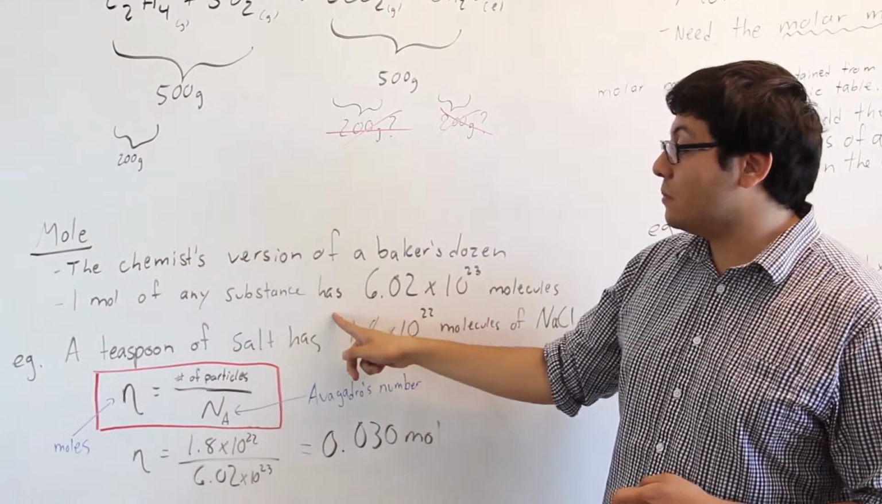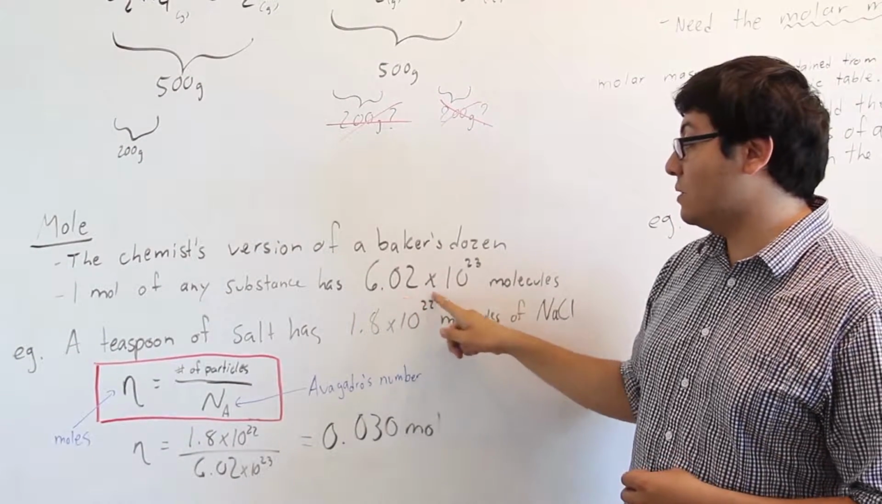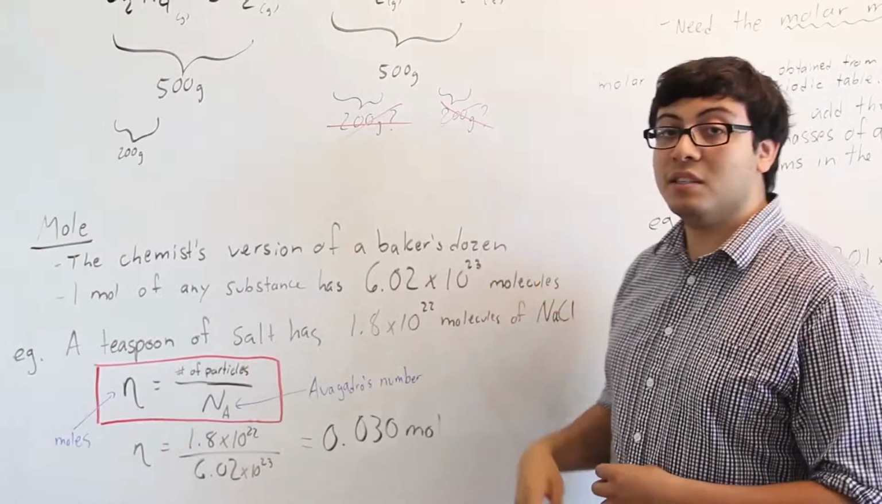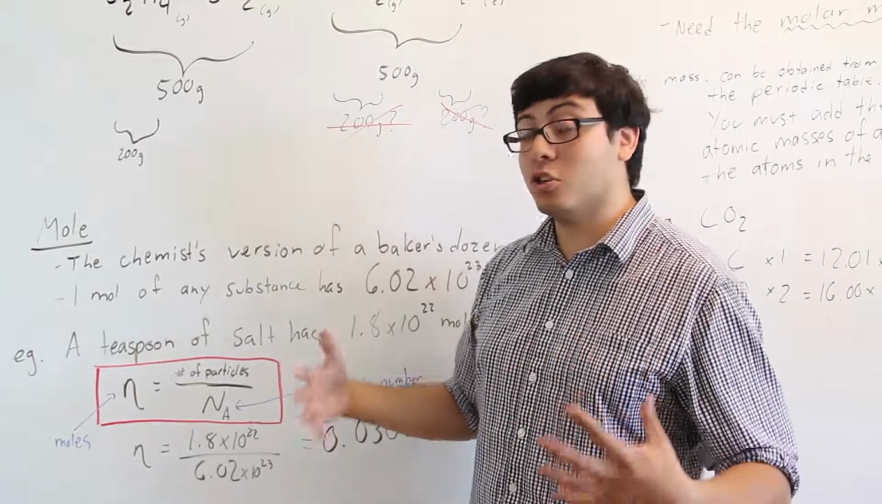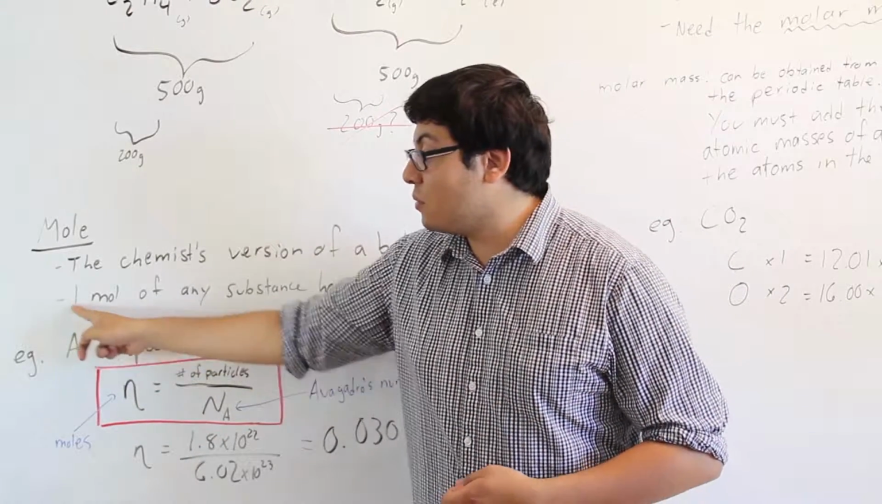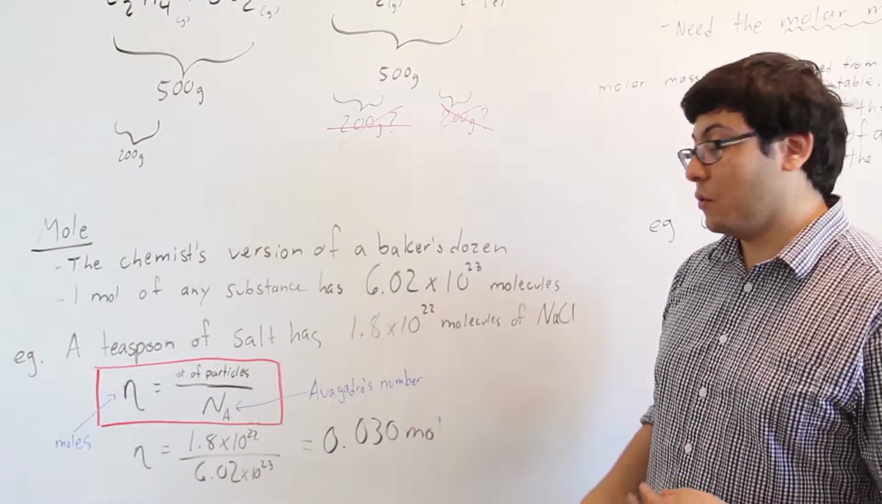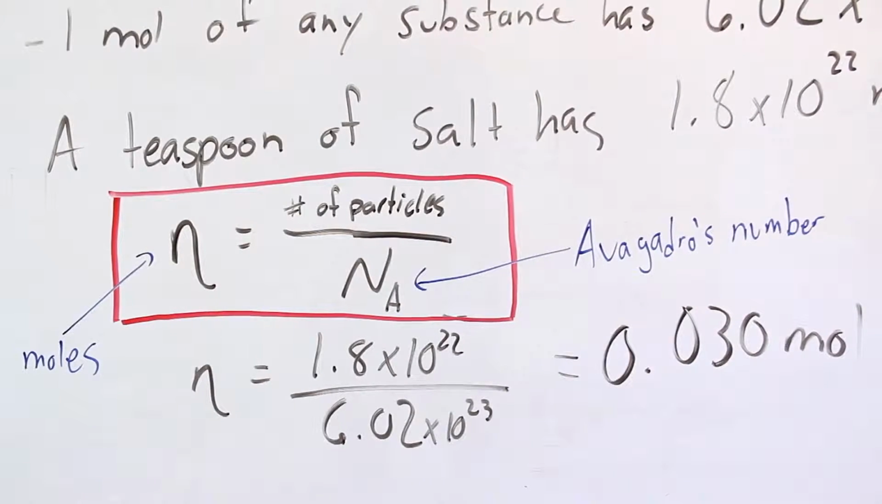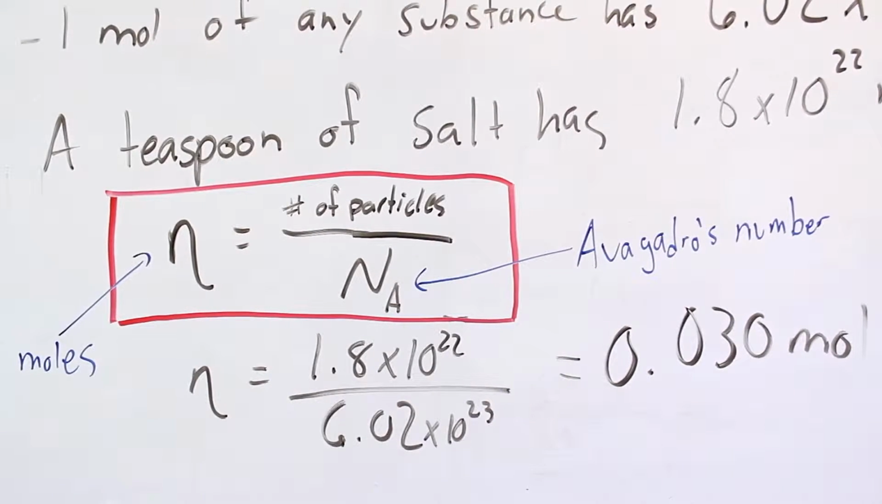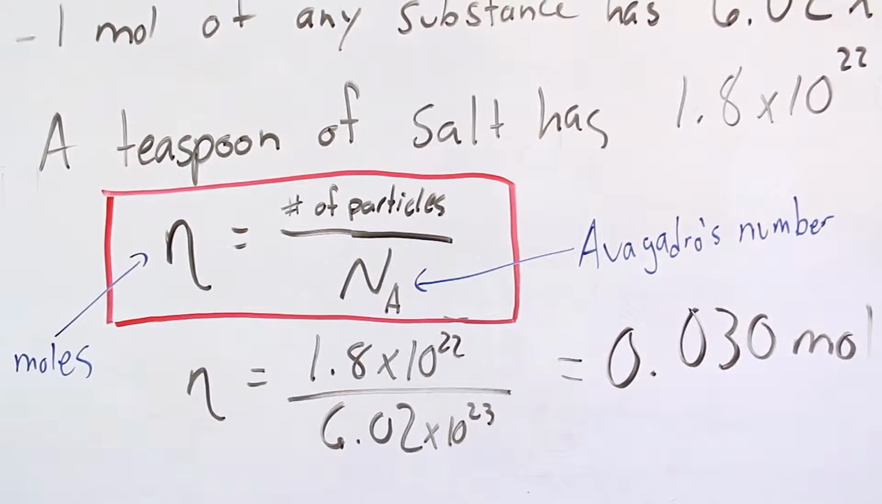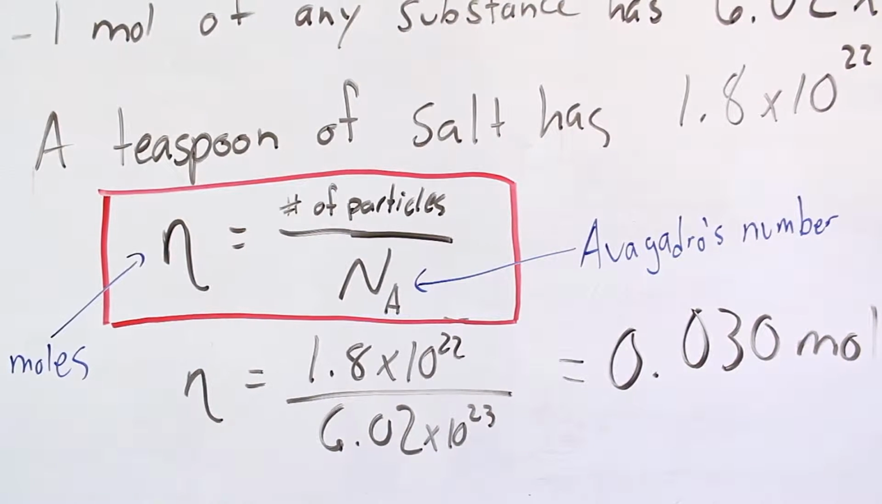So 1 mole of any substance has 6.02 times 10 to the 23 molecules. This allows us to talk about large quantities in smaller numbers. So let's do an example. We have a teaspoon of salt and it has 1.8 times 10 to the 22 molecules of sodium chloride. We can determine how many moles that is.